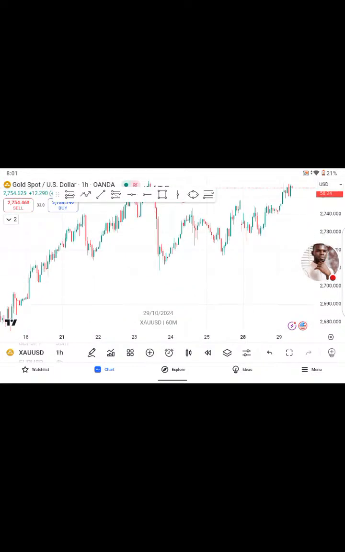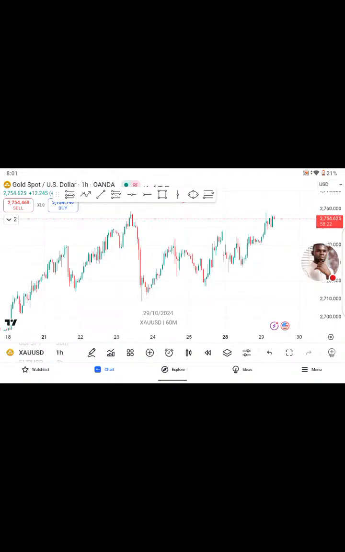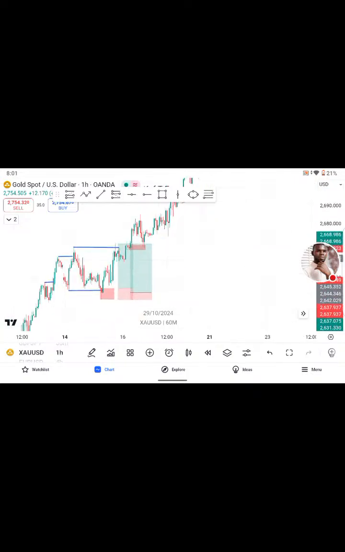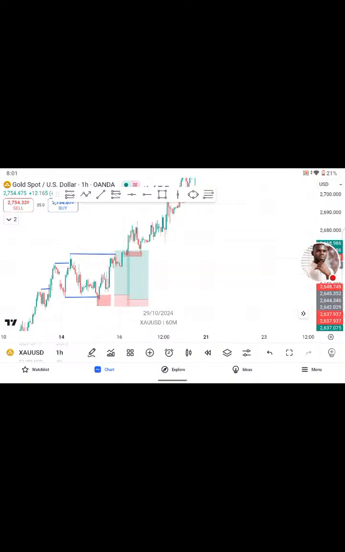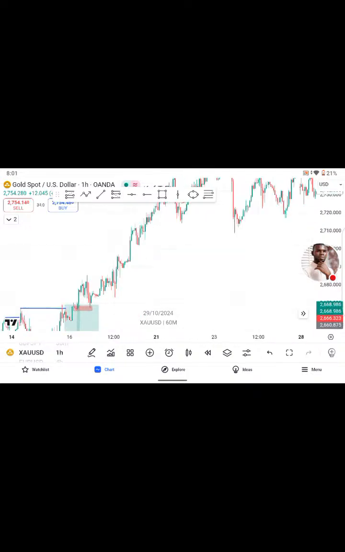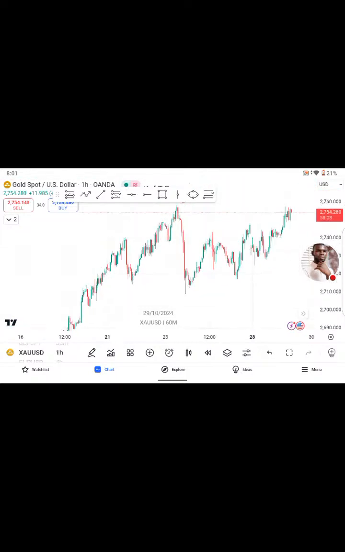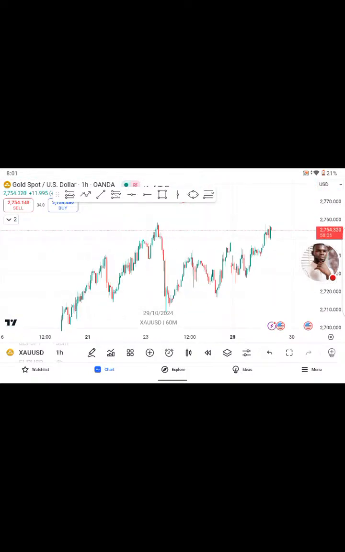For gold, I still have one analysis I did on gold, which is yet to be activated here, and price has really moved away from that zone. Price has really moved away. So for now, I don't have any setup on it.